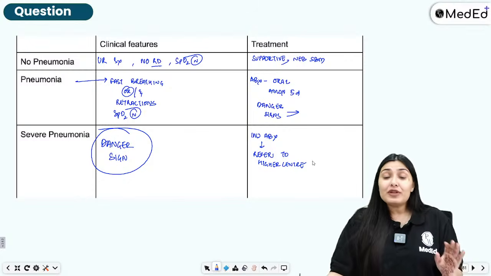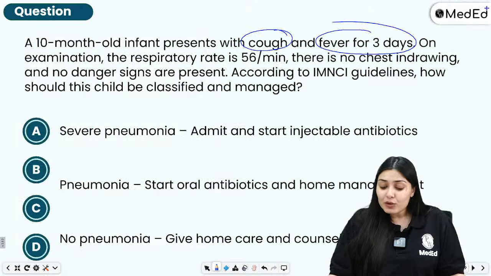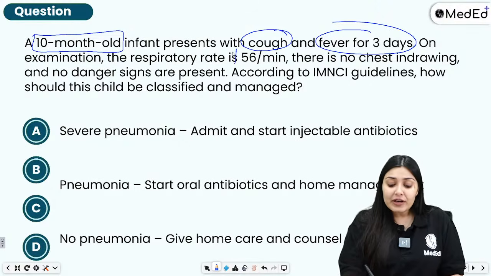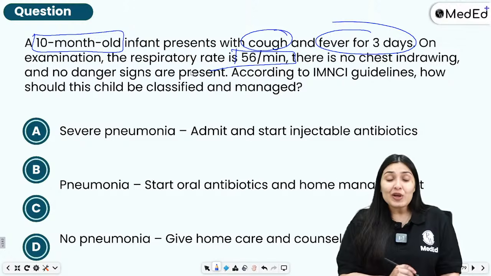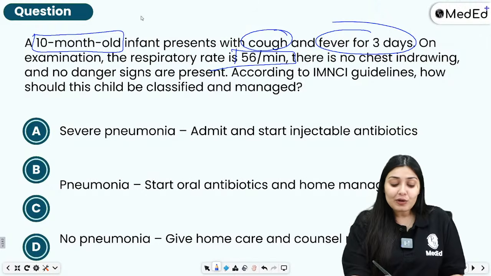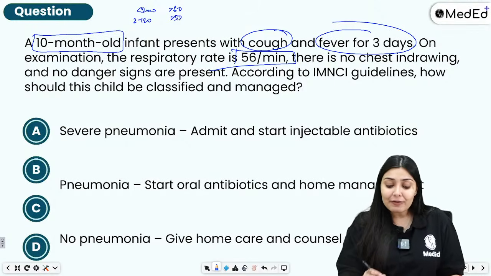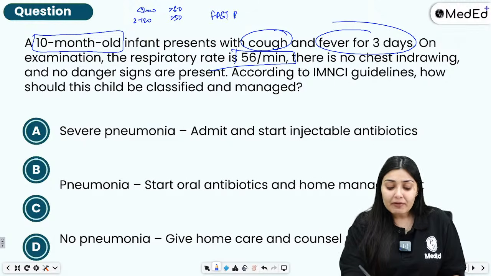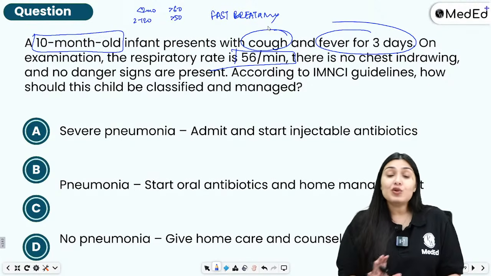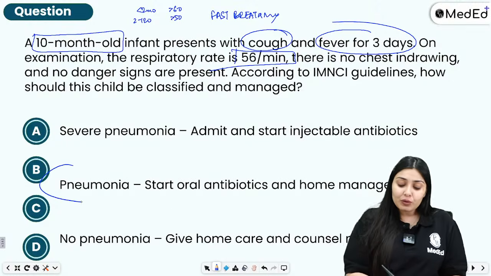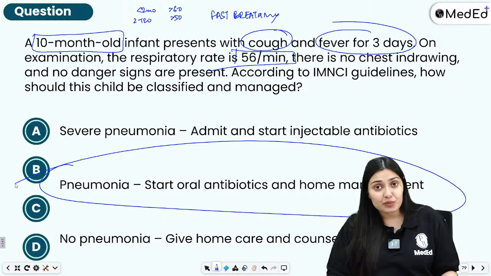Right? So now that we know the IMNCI guideline, let's move back to our question. Our question gave us a 10-month-old child and the respiratory rate was 56. So is this normal or abnormal? I know less than 2 months was more than 60. 2 to 12 months was more than 50. So definitely this child has fast breathing. But there is no chest withdrawing and there is no danger sign. So this means this child has pneumonia. Here you have to start oral antibiotic and home management.